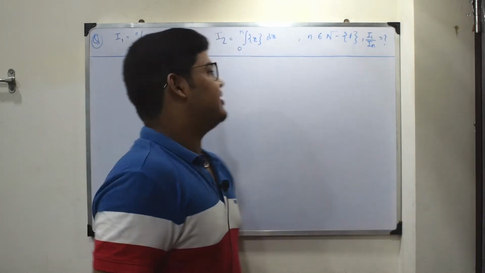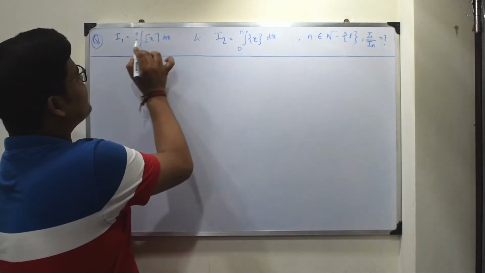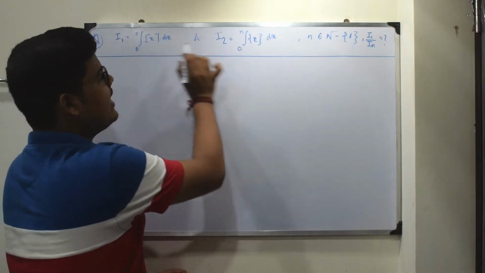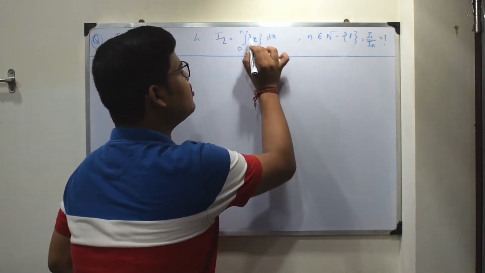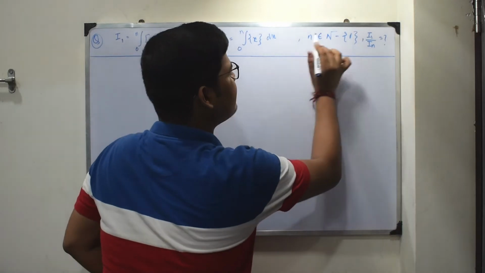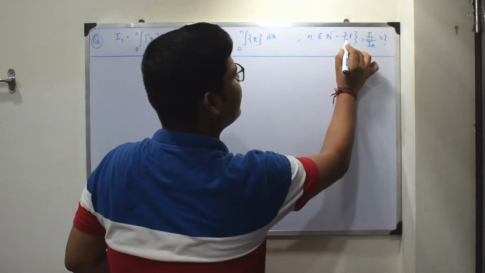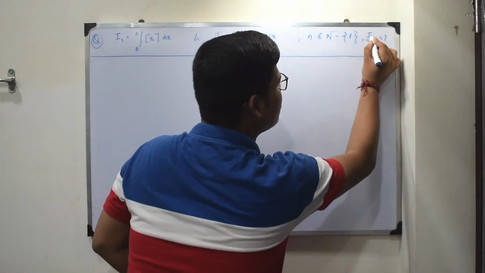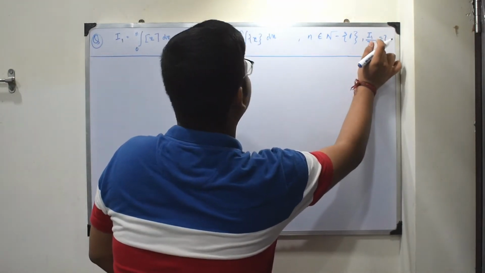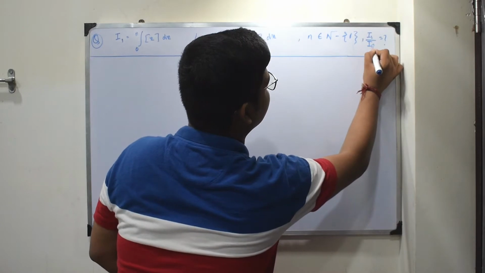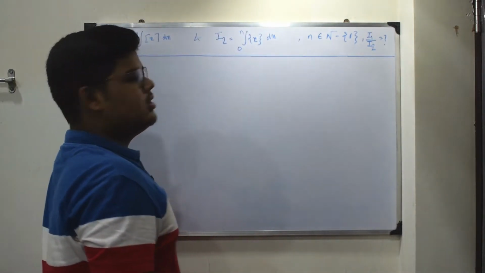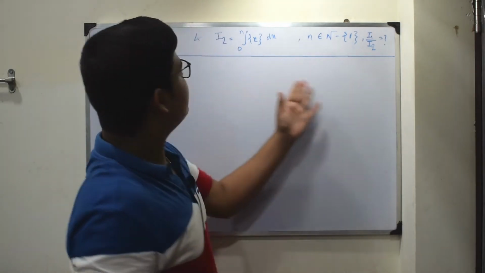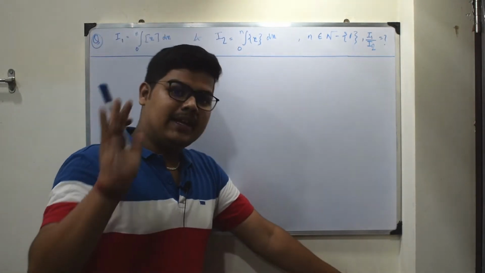So the question is, I1 is given as integration of 0 to n of the greatest integer function of x, and I2 is given as integration of 0 to n of the fractional part of x, where n belongs to natural numbers excluding 1. It's asked about I1 upon I2. So let's do this. This question involves some concepts. Let me explain those first.